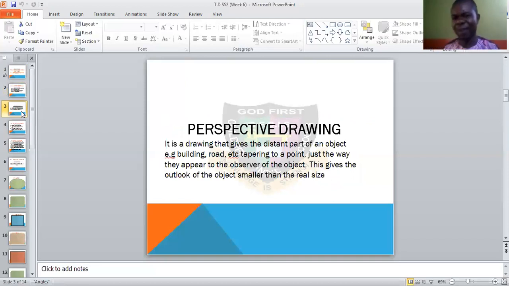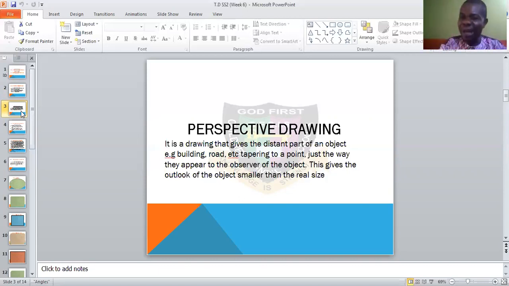Now let us look at perspective drawing as the topic. It is a drawing that gives the distance apart of an object. That is, you have a particular object that is somewhere, and there is the distance from where you view the object to where the object is. That is what makes the distant part of an object, like the building, the road, and so many others, tapering to a point just the way the object appears to the person that is viewing it.